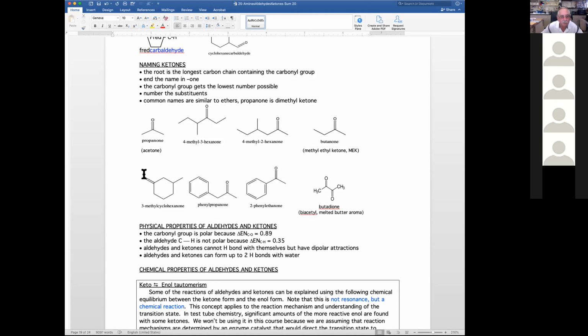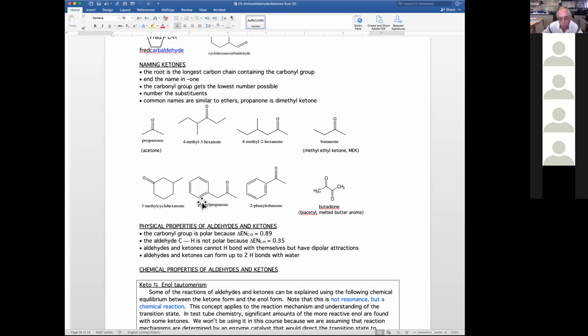So here is an interesting one. This is cyclohexanone. So we call it cyclohexane, but it's a ketone, right? So cyclohexanone. So that'd be carbon number 1, 2, and 3. So on the 3 position, there's a methyl group. So 3-methylcyclohexanone.